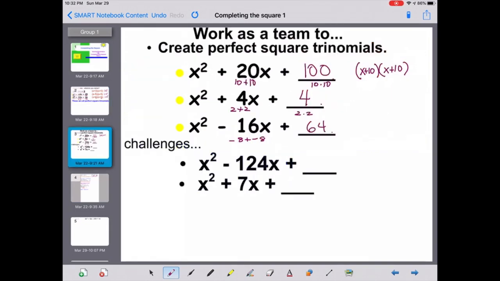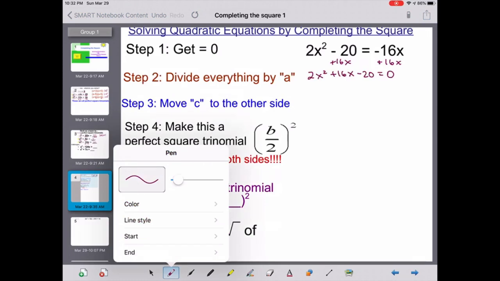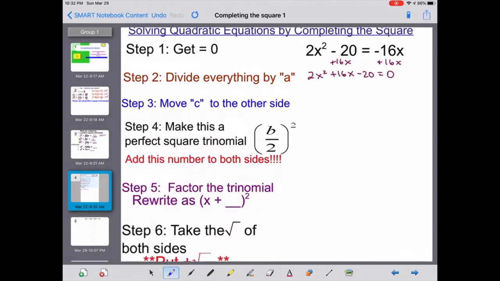And same thing here, just x squared in the front. So we want to have that here. Well, what would I have to divide by to make that happen? I'd have to divide by 2. So I'm going to divide everything by 2, and whatever I do to one side, I do to the other. So I end up with x squared plus 8x minus 10 equals 0.